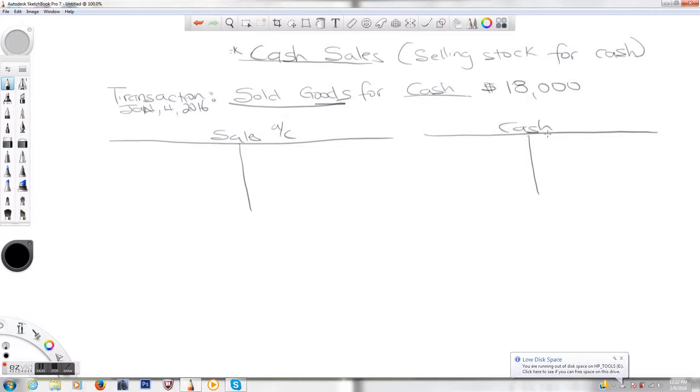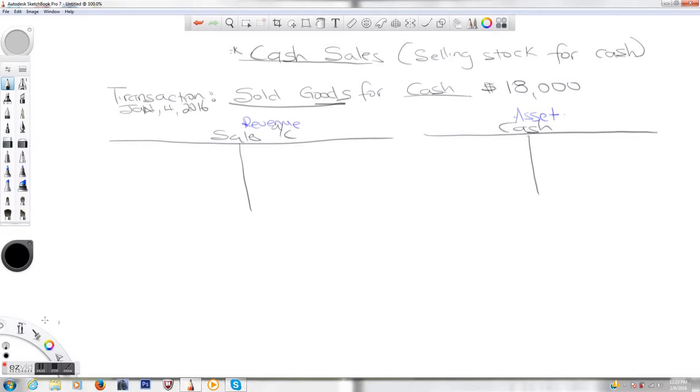Now, what type of account is the sales account? We know it decreases inventory, how we sell goods, but the sales account is also a revenue. It's a revenue account. And the cash account is an asset. It belongs to the assets category. Remember, it's important for you to know how to identify the categories that the accounts belong to. So these are the 2 accounts affected by this transaction: sales, which is a revenue, and cash, which is an asset.